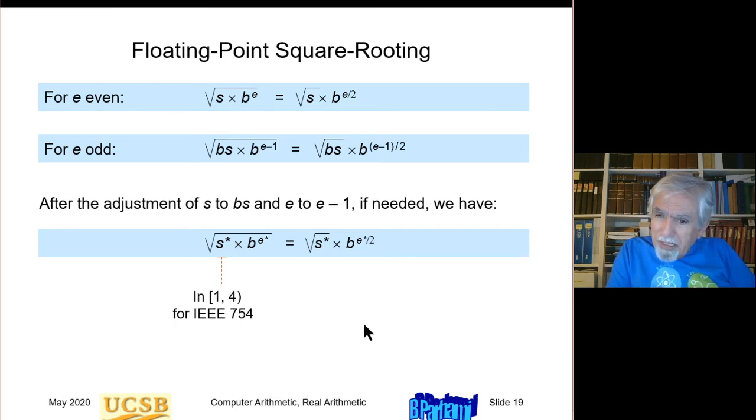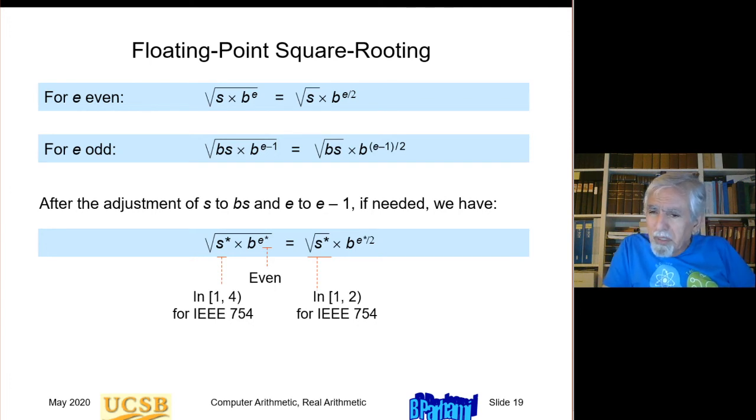Now, interestingly, the square root of the number in the range 1 to 4 will be in the range 1 to 2, so no post adjustment is needed in this case. So you directly extract the square root of the number that is in the range 1 to 4, and you get a number in the range 1 to 2, which is the proper significand for the result.